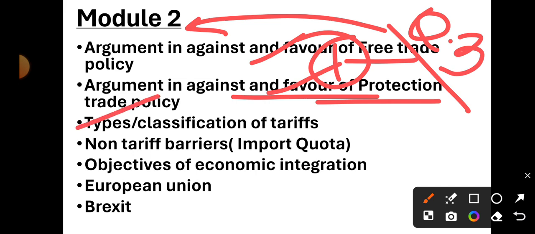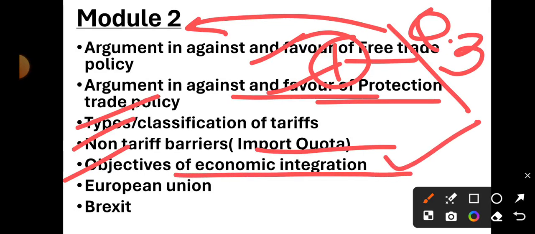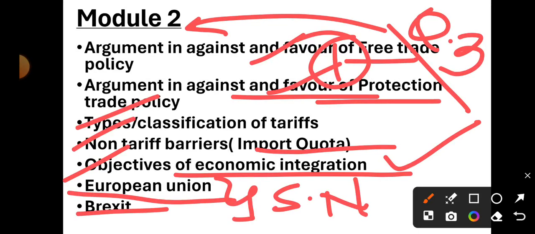Next is types and classification of tariffs. Tariffs की different classifications हैं. They can ask you the classification of tariffs and they can ask you about the types of tariffs, so the question will be the same. Next is non-tariff barriers, in which we need to focus on the import quota. Then we have objectives of economic integration. We need to learn this question, and these two are very important for short notes. European Union, and next is Brexit. Brexit is nothing but Britain's exit from the European Union. Okay, so ये सारी चीज़ें आपको मिल जाएंगी. अगर आपको कहीं पर कुछ problem होता है, do connect with me, I'll sort it out.